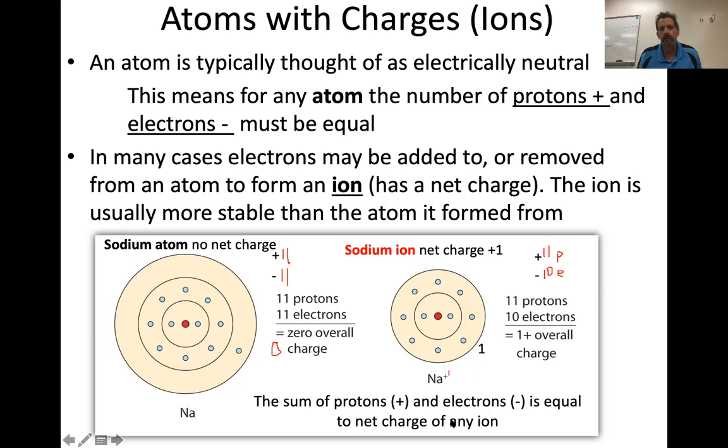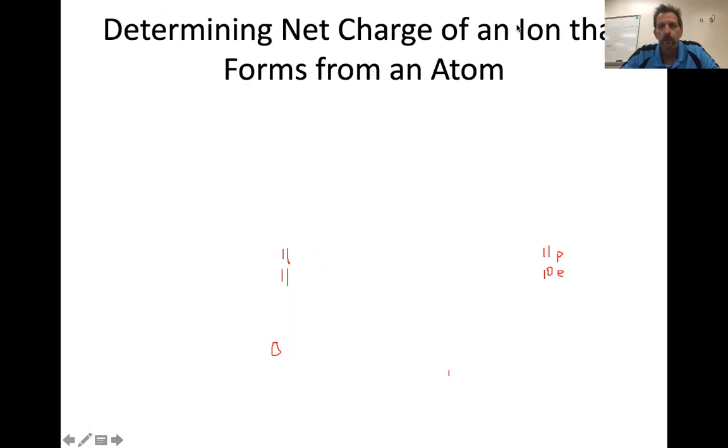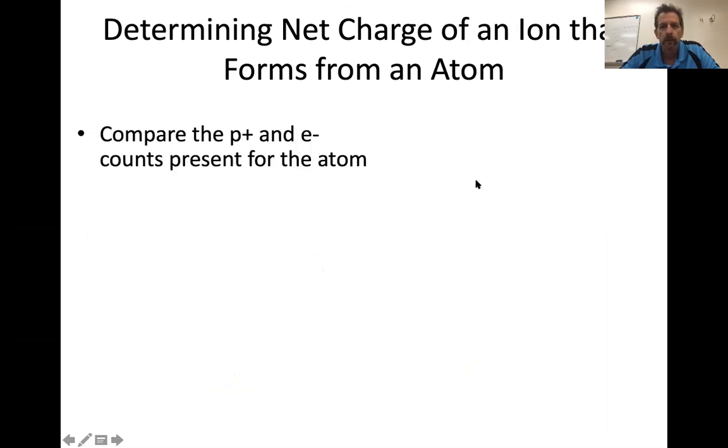So sodium has a net charge of plus 1 as an ion. Now, how did we know that it lost 1 electron, or how did we know that that's what it would do? That will come later in this course. But for now, I'd like you to recognize comparing proton to electron count. Okay, so let's clear this up and just take a look at a few examples.